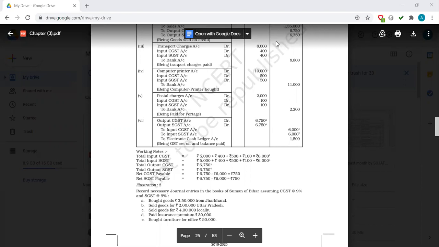So the next transaction is: record necessary journal entries in the books of Suman of Bihar, assuming CGST 9% and SGST 9%. Within the state it will be CGST and SGST, but outside the state it will be IGST. Bought goods of rupees 3,50,000 from Jharkhand. Jharkhand is another state. It is not a part of Bihar. So IGST will be applicable over here.